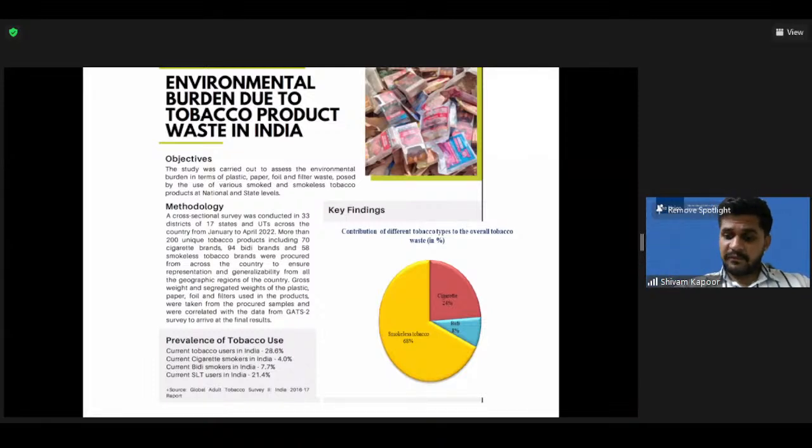These facts will be launched later on, and I won't be going into the details at the moment. But what we know now is that there are 4 major forms of waste: plastic, paper, foil, and filter. And the most significant product is smokeless tobacco.